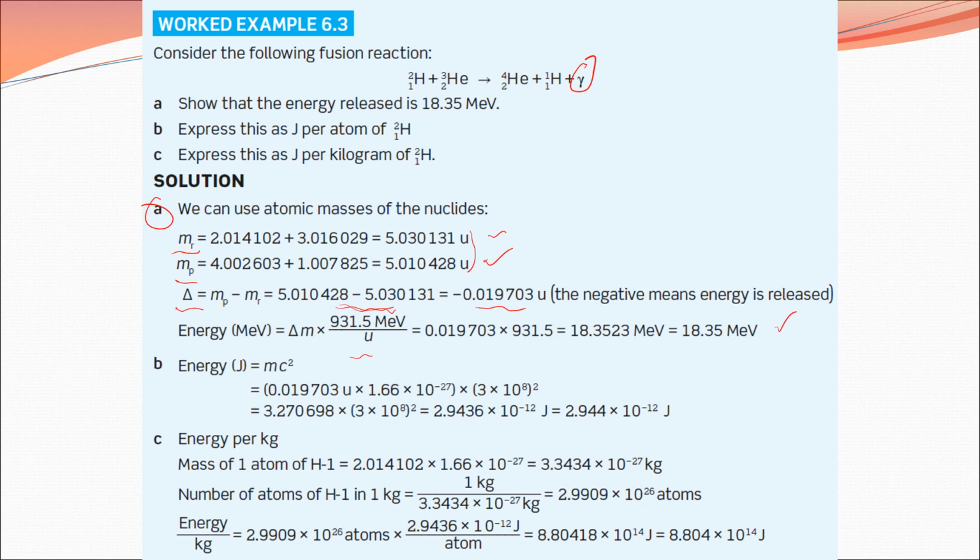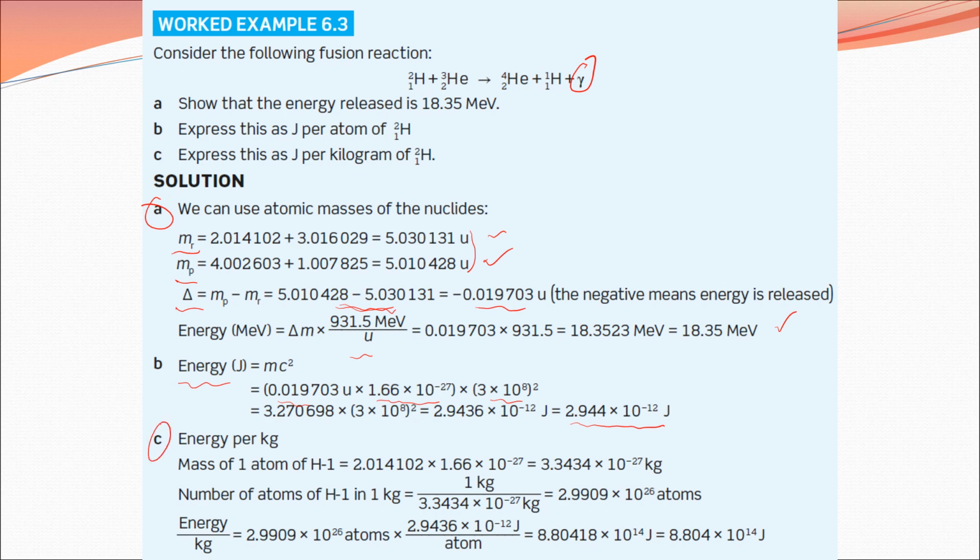B, express this as joules per atom. So we want joules, so it's got to be an energy, E equals mc squared, our mass-energy equivalence. Plug the numbers in. Here's our mass defect, multiply it by 1.66 by 10 to the negative 27 conversion factor, and the speed of light. When you plug that into your calculator, it all comes out in the wash, 2.94 by 10 to the negative 12 joules. And energy per kilogram is part C down the bottom here.